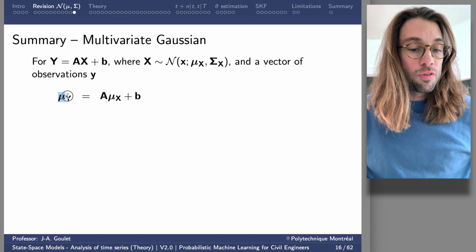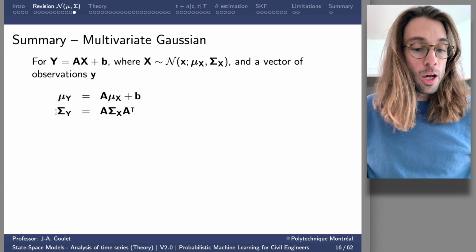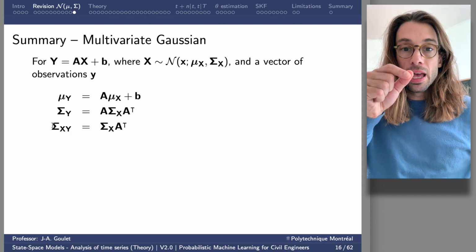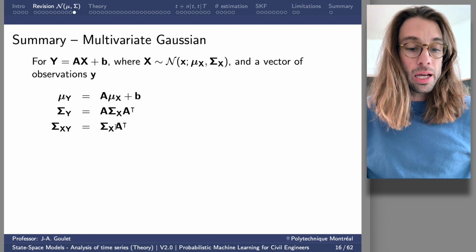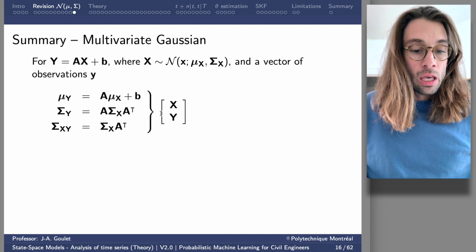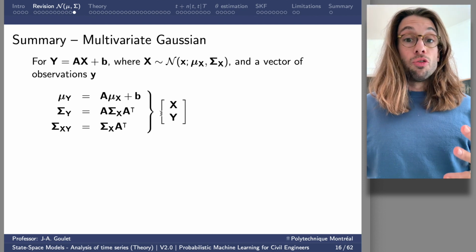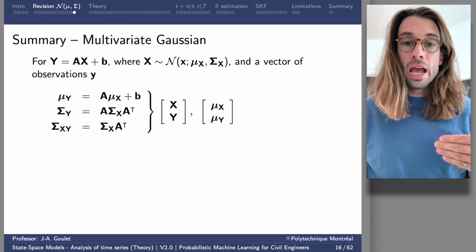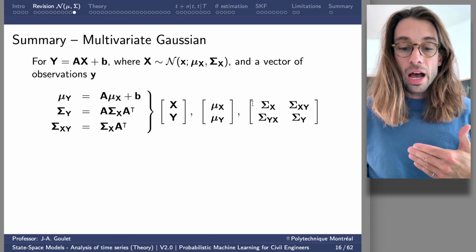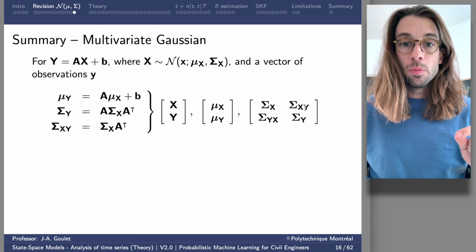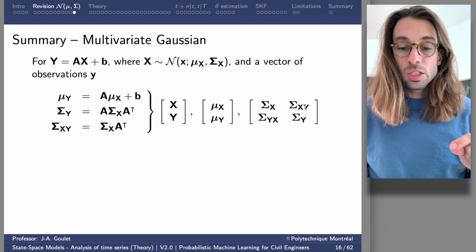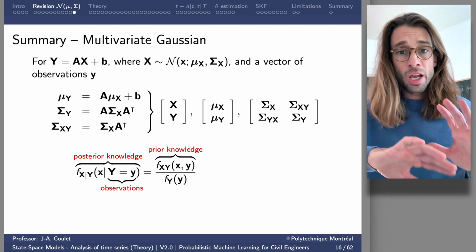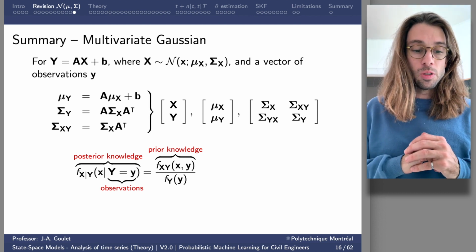So the expected vector for Y is A mu X plus B. The covariance is going to be A sigma X A transpose. And the cross covariance between my X vector and Y vector is sigma X times A transpose. And then if I want to build my joint knowledge for X and Y, I can. So here I'm just going to concatenate together my expected vectors and concatenate my covariance and cross covariance matrices, where keep in mind, sigma xy is the transpose of sigma yx. So once I have one, I can obtain the other just by transposing it, because of the symmetry property of that covariance matrix.